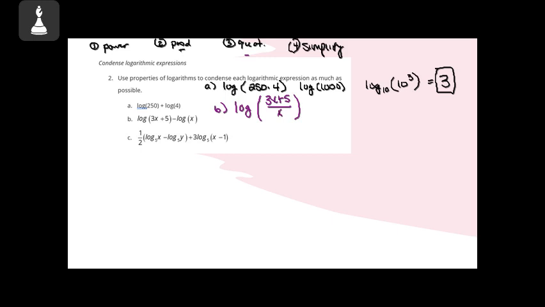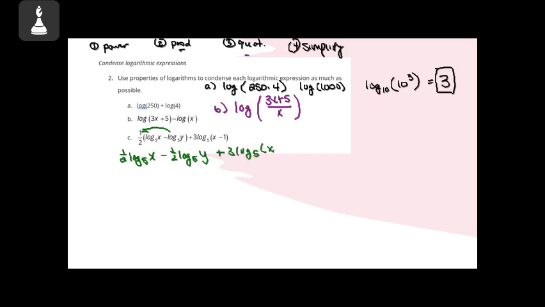All right. Next one. We have 1/2 times the quantity log base 5 of x minus log base 5 of y plus 3 log base 5 of x minus 1. So what I need to do first is this 1/2 has to go to both pieces. So 1/2 log base 5 of x minus 1/2 log base 5 of y plus 3 log base 5 of x minus 1.